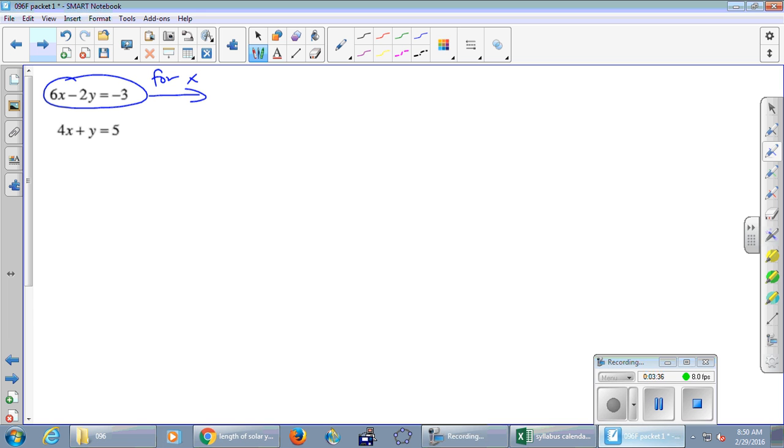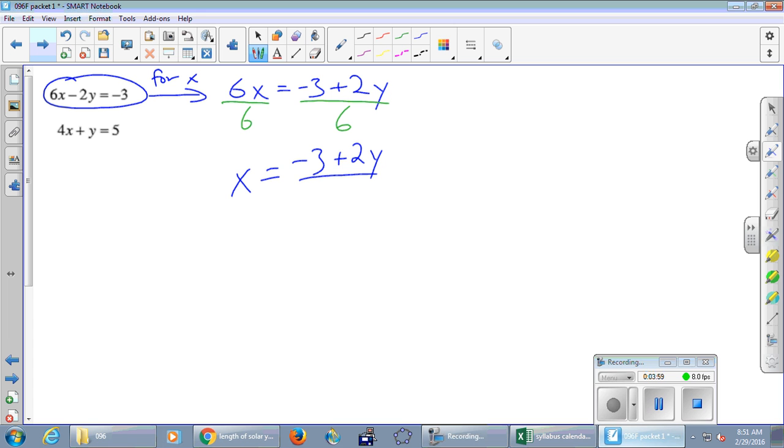First thing I need to do is move the negative 2y away by adding it to both sides. So we get 6x equals negative 3 plus 2y. Don't copy this, right? Add the 2y over to the other side. And now to solve for x, what do we do? Divide both sides by 6. So divide by 6, divide by 6. And we get x equals negative 3 plus 2y over 6.